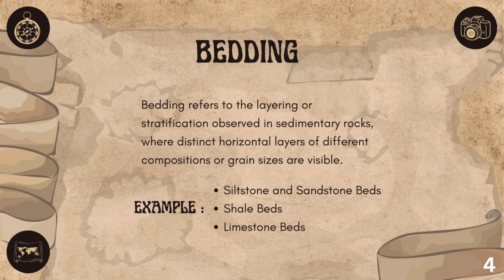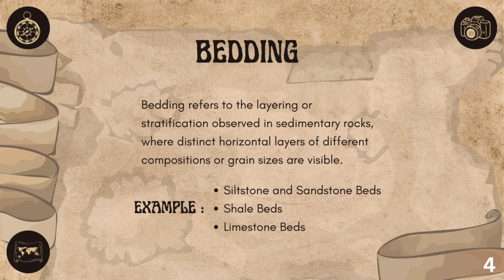As the first point of my presentation, which is bedding, bedding refers to the layers of stratification observed in sedimentary rocks, where distinct horizontal layers of different composition or grain size are visible. These layers, known as beds, are formed over time through the accumulation of sediments in variable environments. Examples of bedding are siltstone and sandstone beds, which are alternating layers of fine-grained siltstone and coarse-grained sandstone.